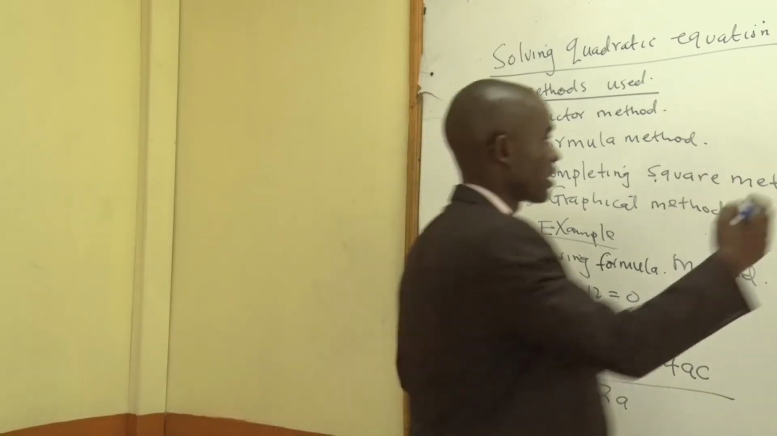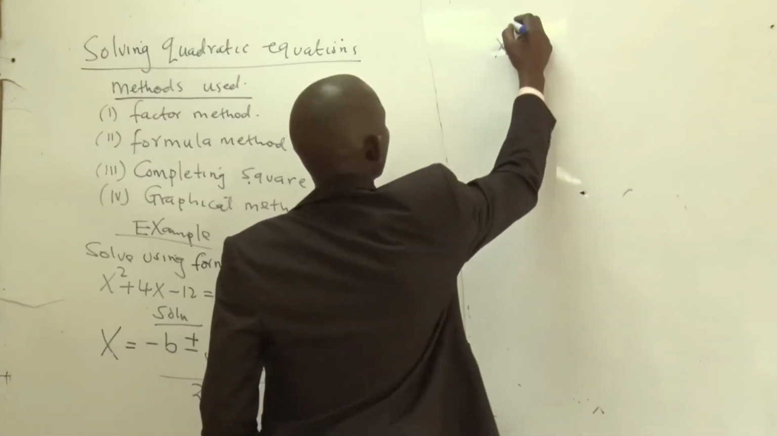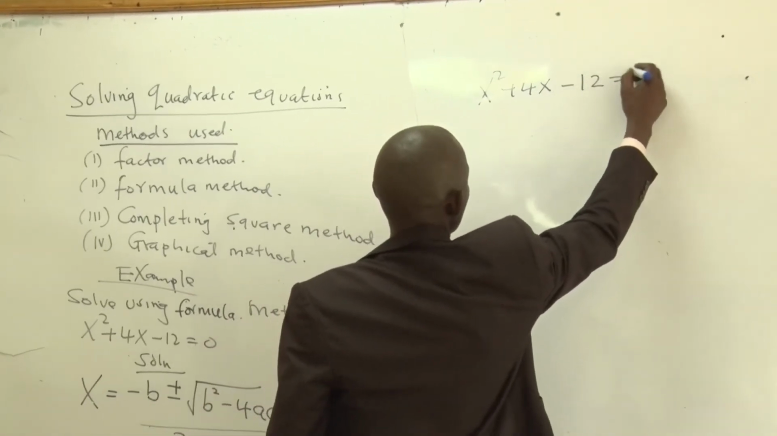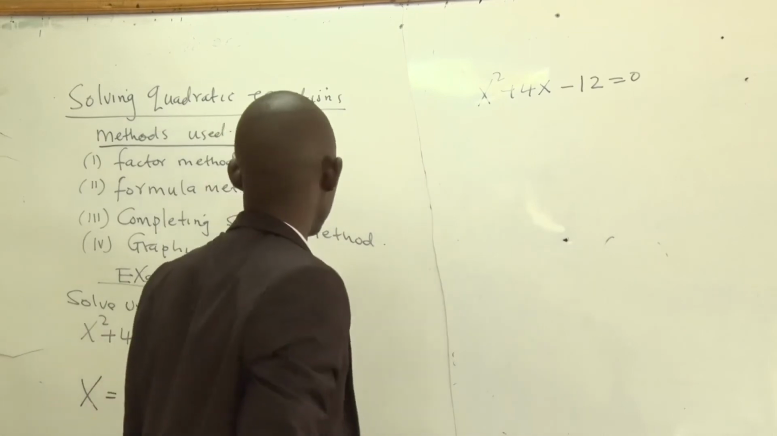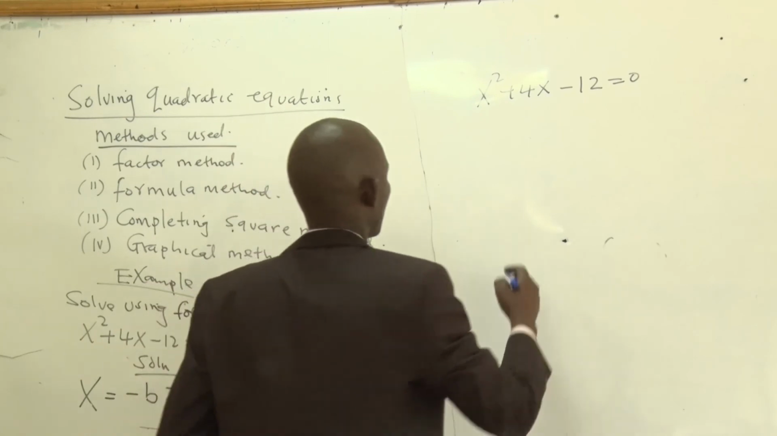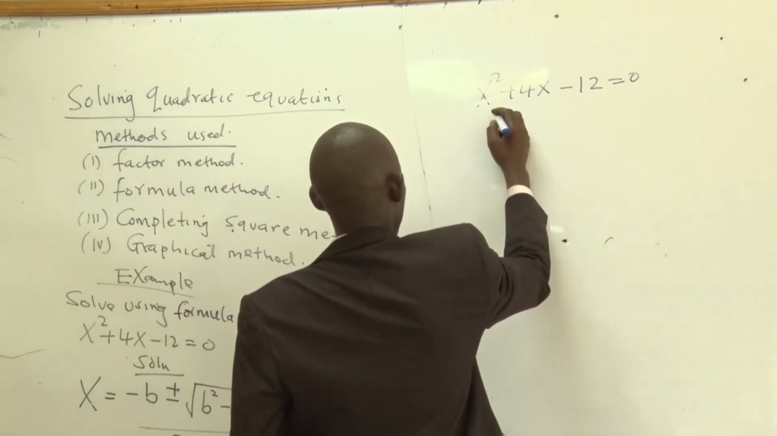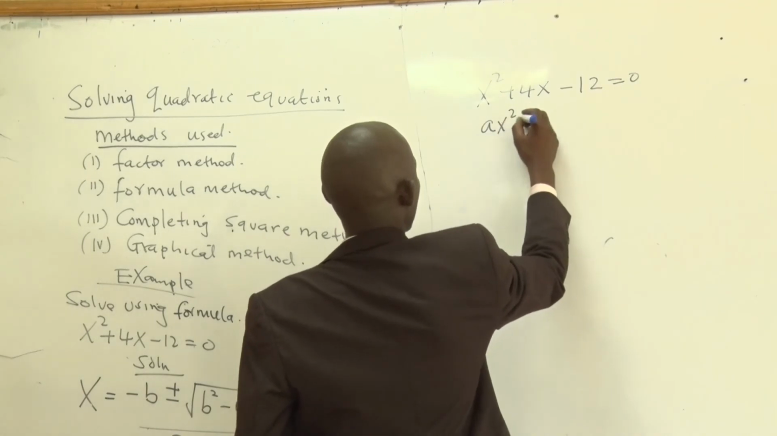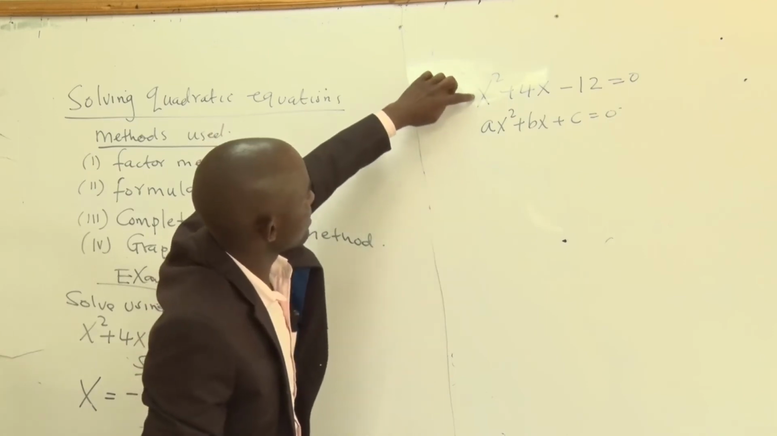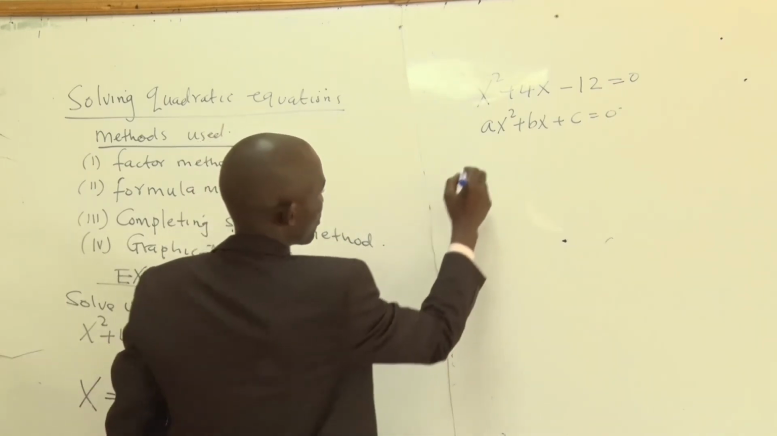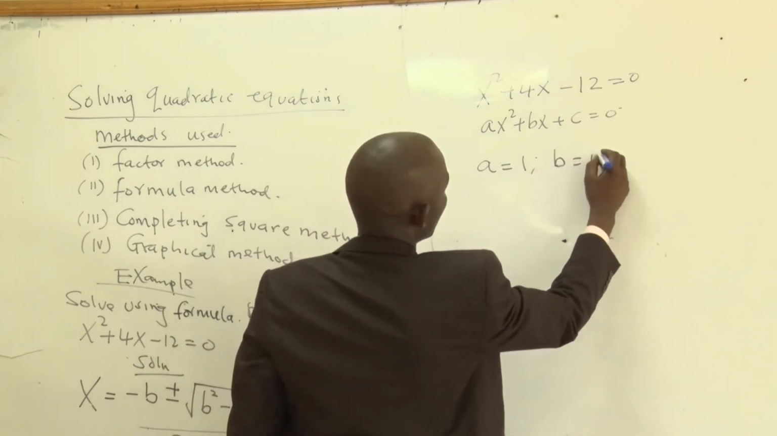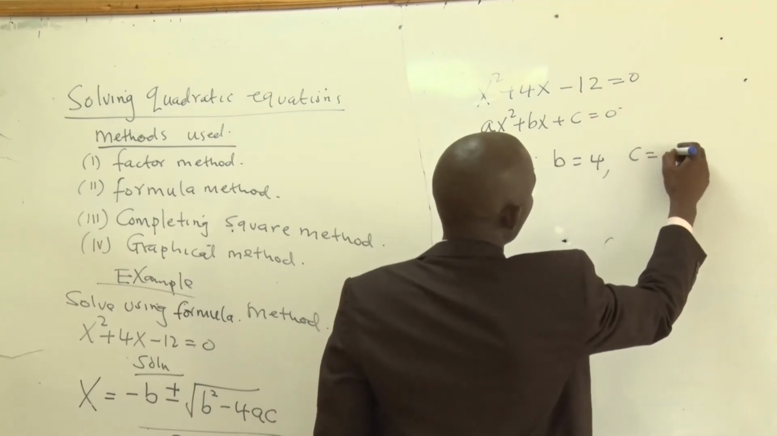So we have been given the equation as x squared plus 4x minus 12 is equal to 0. Whenever you are given such an expression, remember the general form of an equation is ax squared plus bx plus c is equal to 0. So the coefficient of x squared is 1, so our a is equal to 1, our b will be equal to 4, our c will be equal to minus 12.